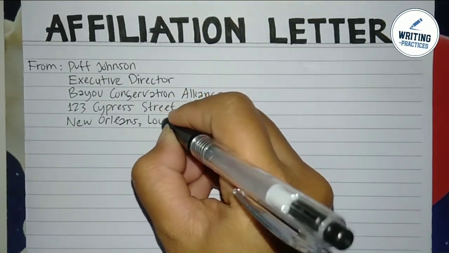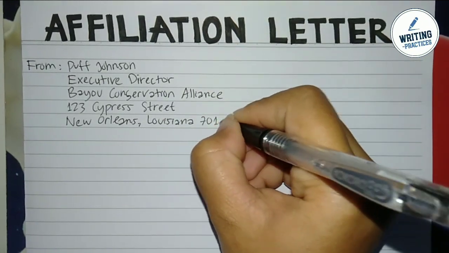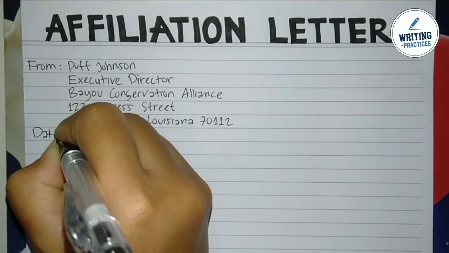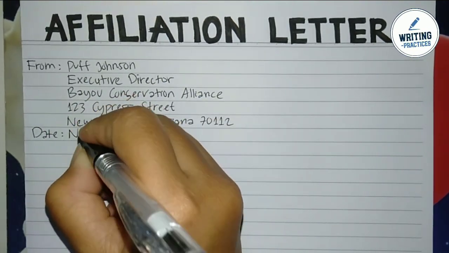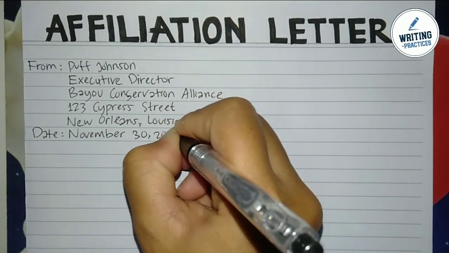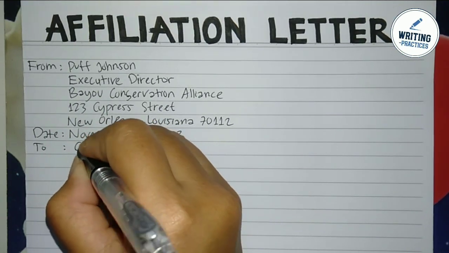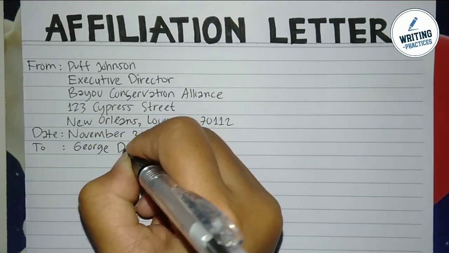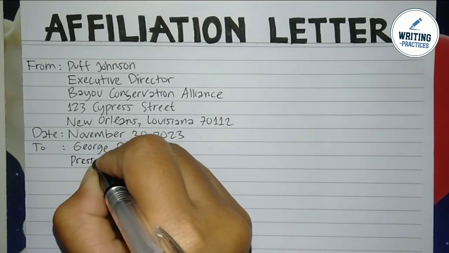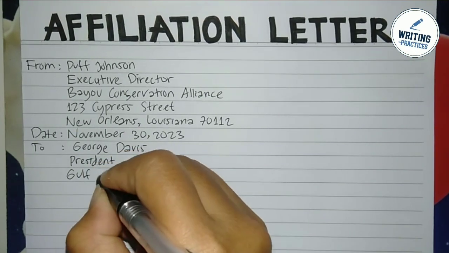Check this out. First of all, you need to write your full name. Under it, write your job position in the company. And write the name of your company. In this example, the letter is written by the Executive Director from Bayou Conservation Alliance. And then, write the address of the company. You need to include the number, street name, city, state, and zip code. Next, write the date of the letter. Here, you can use the format of month, date, and year.